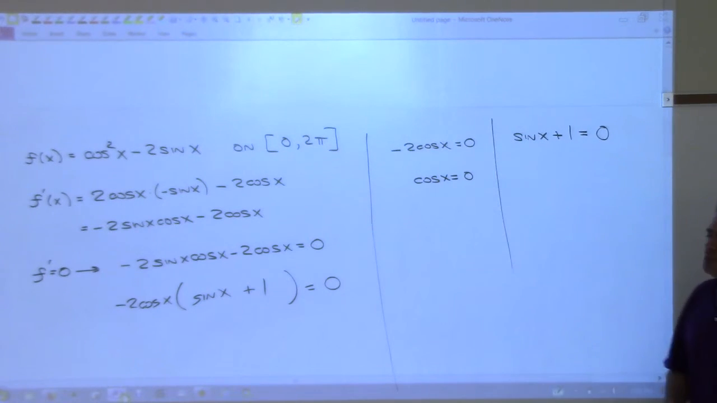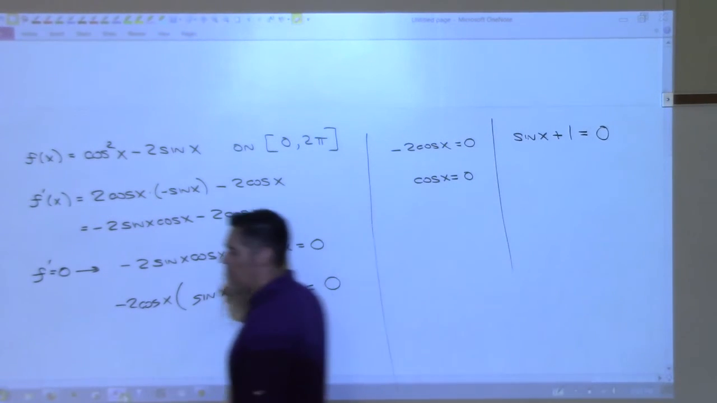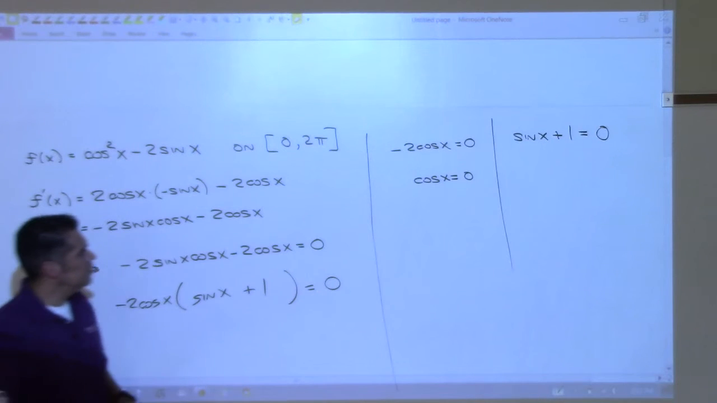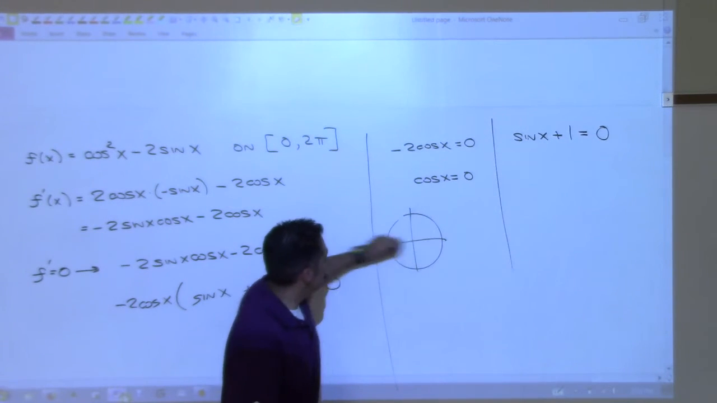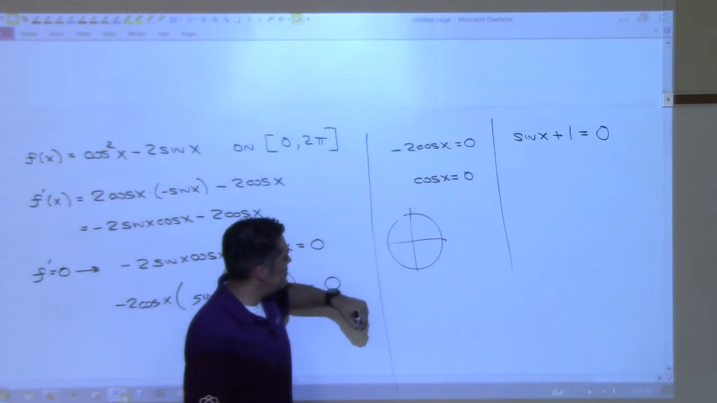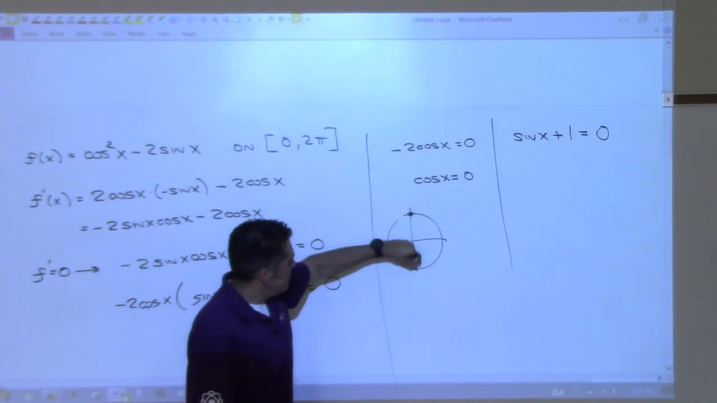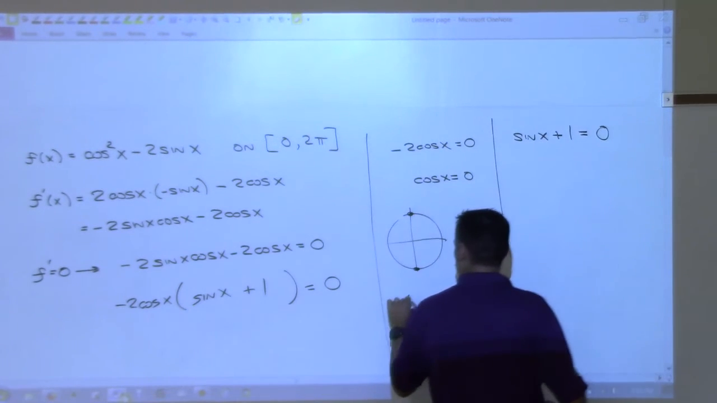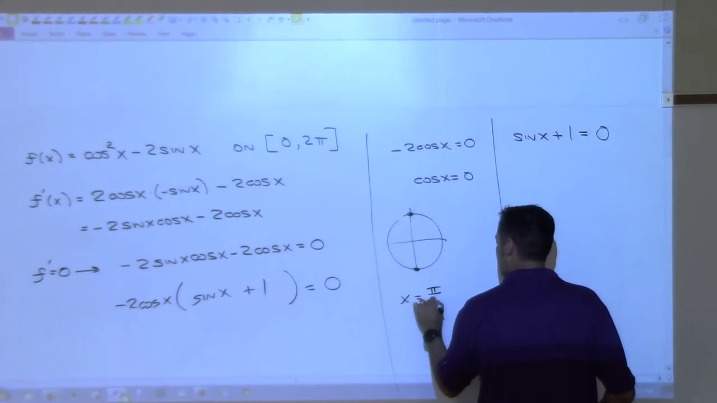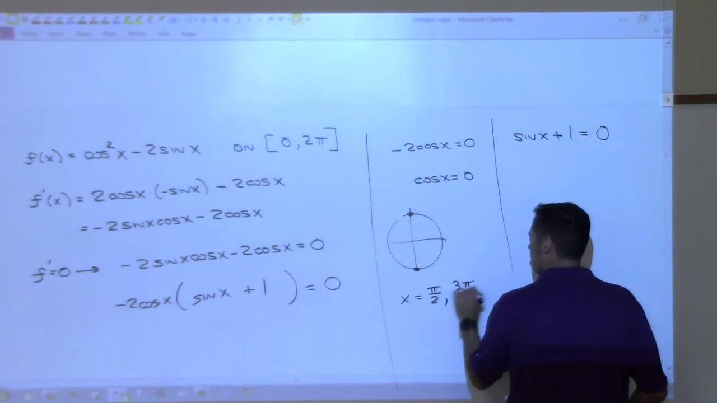So where is cosine x equal to 0? So where's your cosine function 0? And you're only allowed to look between 0 and 2 pi. Cosine is back on the unit circle. Cosine is the x coordinate, right? So where is it 0? Here and here, right? So this would happen at x equals pi over 2 and 3 pi over 2.